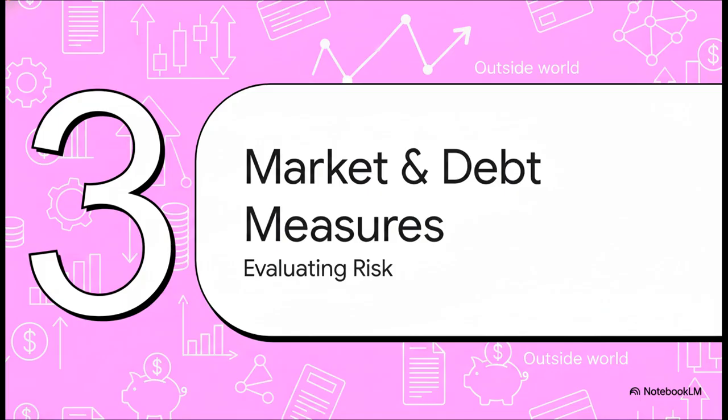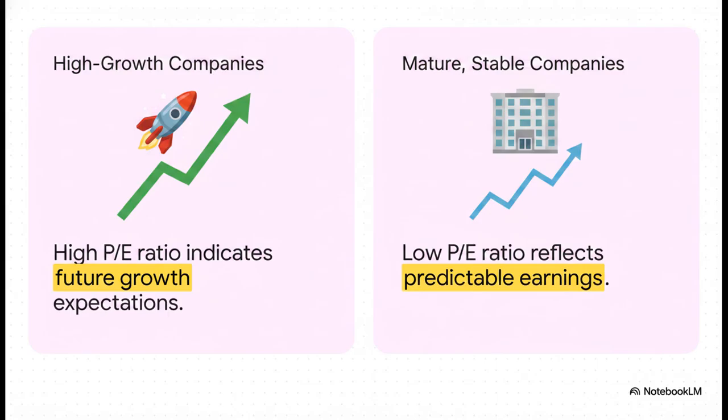Let's shift gears to part 3, Market and Debt Measures, Evaluating Risk and Potential. This is where we start looking at how the outside world, specifically the stock market and lenders, views a company's risk profile. When looking at the stock market, the price-to-earnings, or PE ratio, is king. It compares a current stock price to its earnings per share. High-growth tech companies, like NVIDIA or early-days Tesla, often boast sky-high PE ratios because investors are essentially paying a premium for massive future growth expectations.